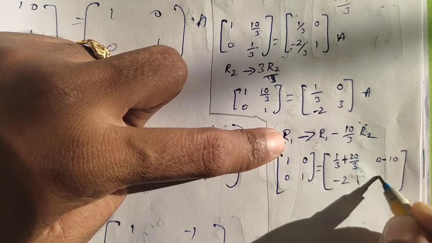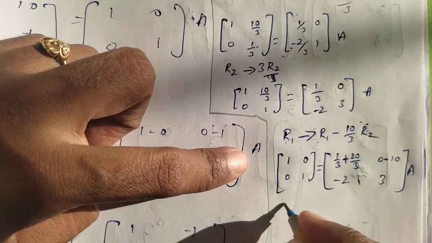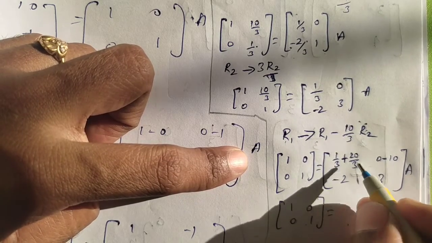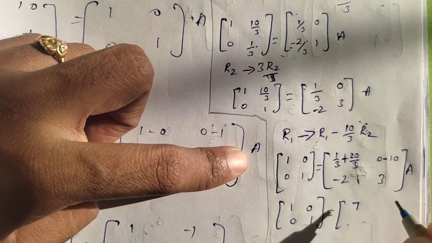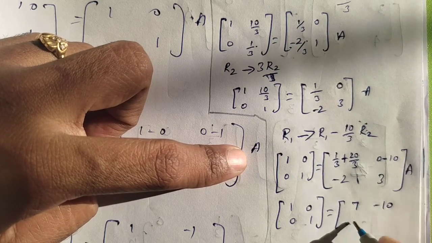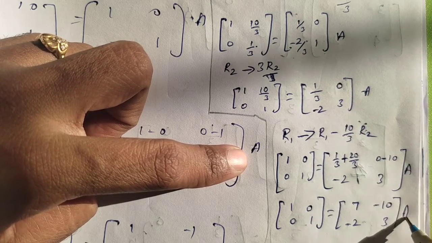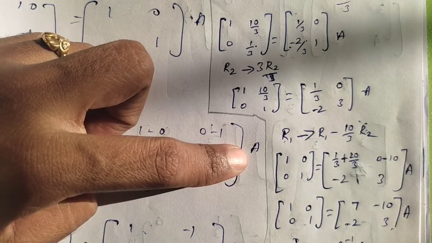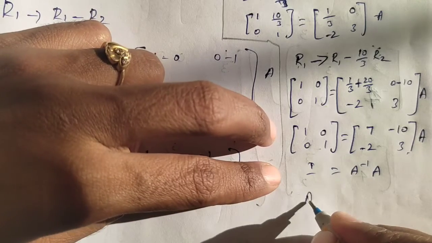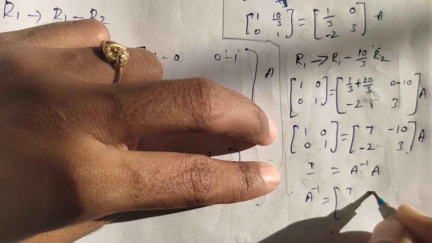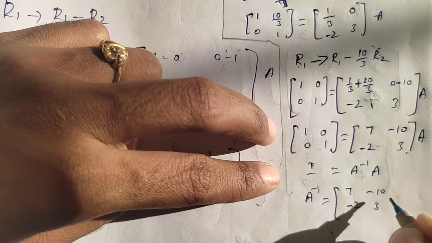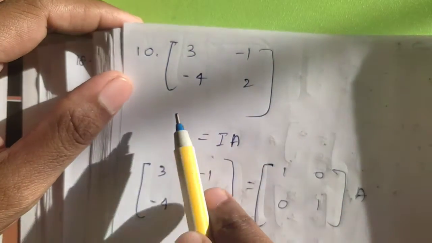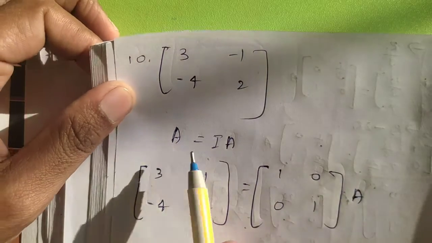So this as it is. So 1, 0, 0, 1 is equal to 21 by 3, that is 7, minus 10, minus 2, 3, A. This is I is equal to A inverse A. So A inverse equal to 7 minus 10 minus 2, 3. The next problem, 3 minus 1 minus 4, 2. I'll write it A is equal to IA.